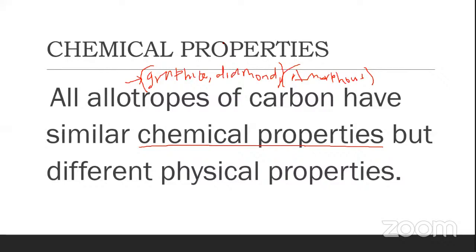Vivian? Allotropes are various forms in which elements exist without change in physical state. I hope Shami has heard. You can repeat for the second time. Allotropes are various forms in which elements exist without change in physical state. Okay, thank you.